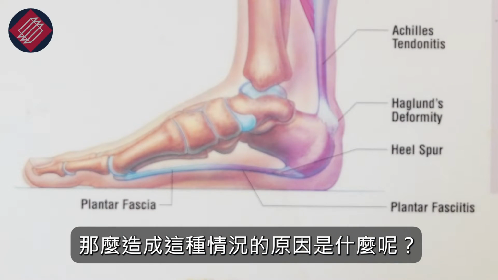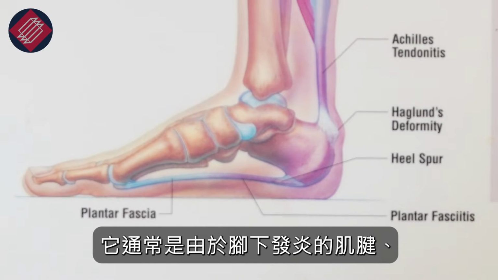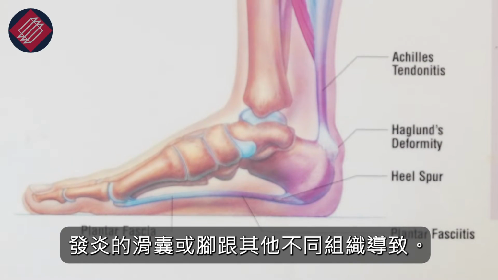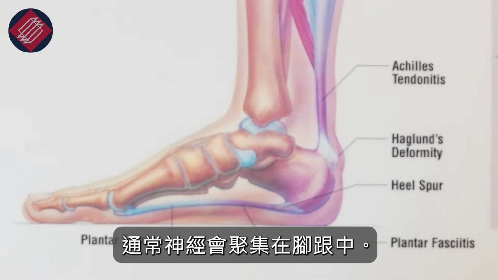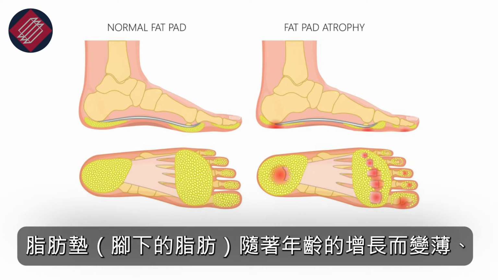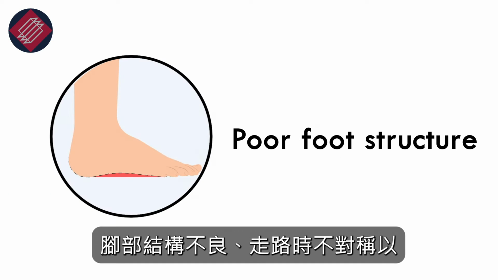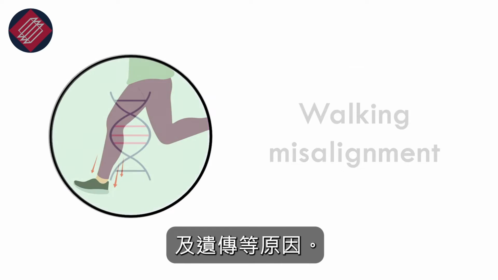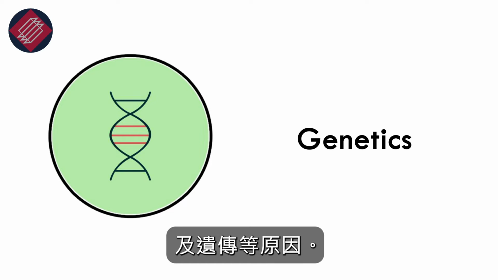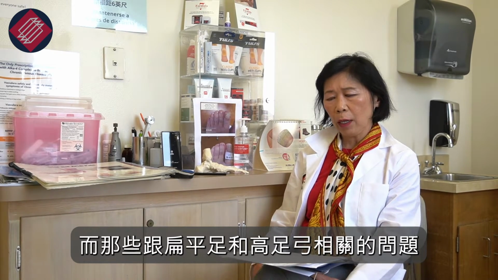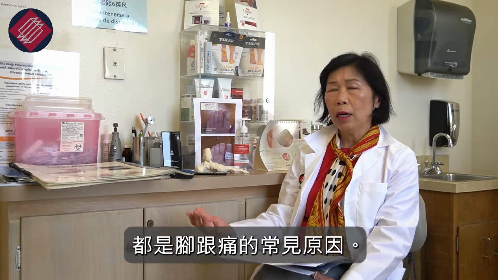So what are some of the causes of this? It's usually inflamed tendons under the feet, also inflamed bursa or different tissues in the heel. Often the nerves can get trapped in the heel. Some other conditions are being overweight. The fat pad beneath the foot can also thin out as you get older. Also, poor foot structure and a misalignment of the way you walk, and just genetics, what you're born with, what your parents had. So those are the common causes of the heel pain related to flat feet, and again, high arches as well.